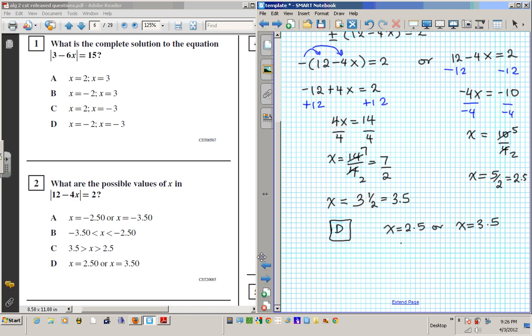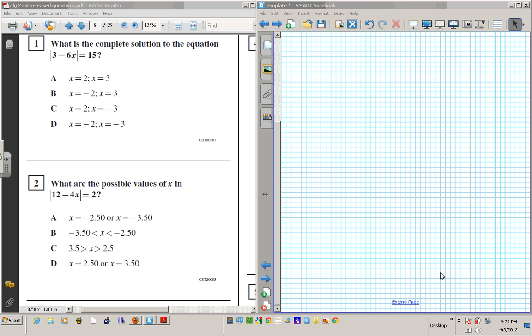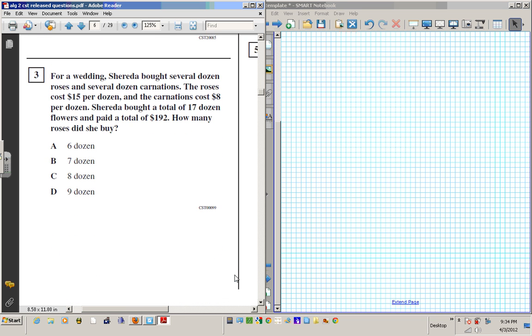Alright, let's move on to our question number 3. Alright, so let's take a look at number 3. Number 3 says, for a wedding, Sharita bought several dozen roses and several dozen carnations. The roses cost $15 per dozen and the carnations cost $8 per dozen. Sharita bought a total of 17 dozen flowers and paid a total of $192. How many roses did she buy?